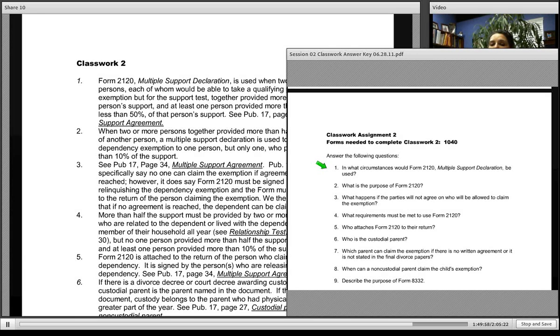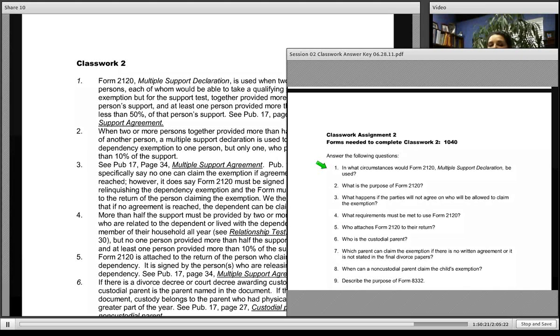Well, the purpose of Form 2120 is when you have 2 or more individuals who provide support for a person. They pass all of the dependency tests for claiming that person as a dependent except the support test. Neither of the individuals can show that each individually provided more than half. You could have 2 individuals who provided exactly 50%.